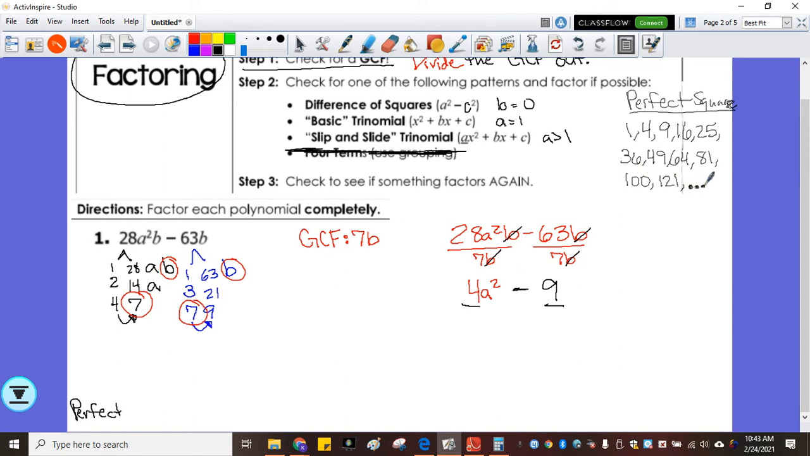And that list can go on forever because you just keep doing 12 times 12, 13 times 13. But if you're looking to see if it's a difference of squares question, you need to see if your two numbers are in this list. So ours are. It's a 4 and a 9. So ours is a difference of squares question.